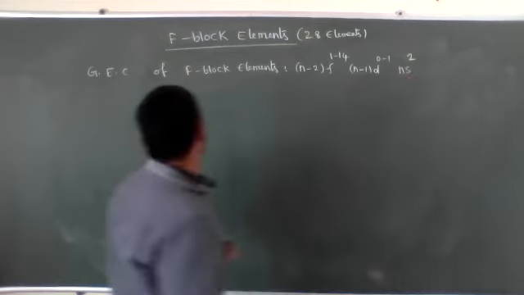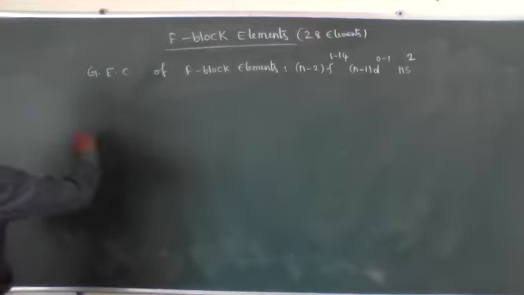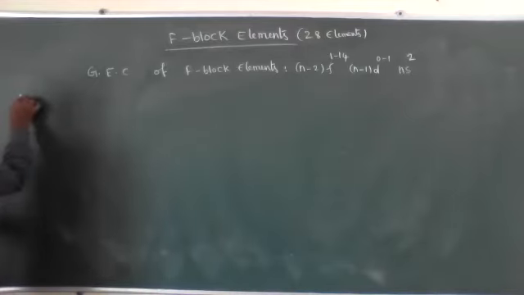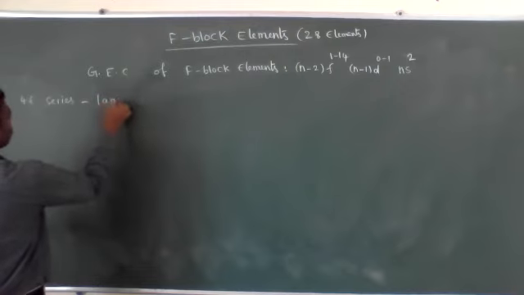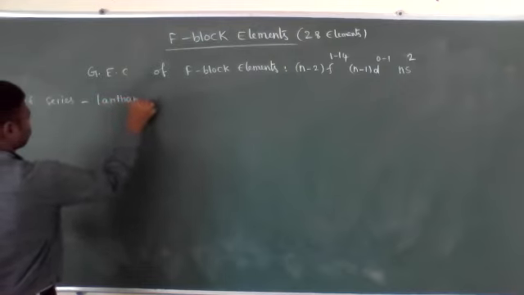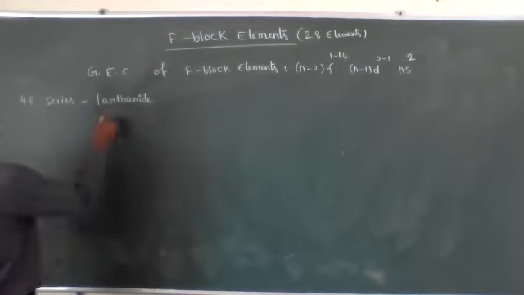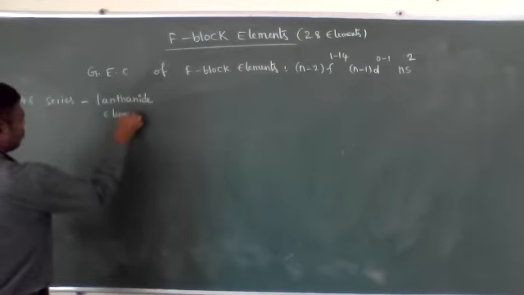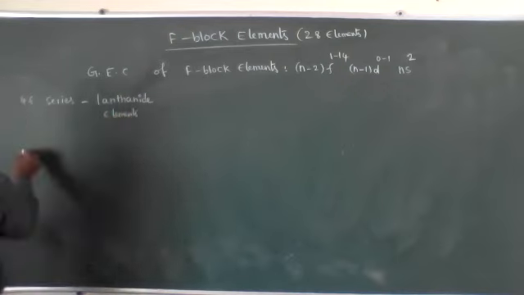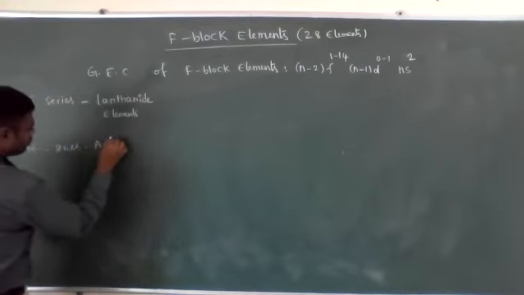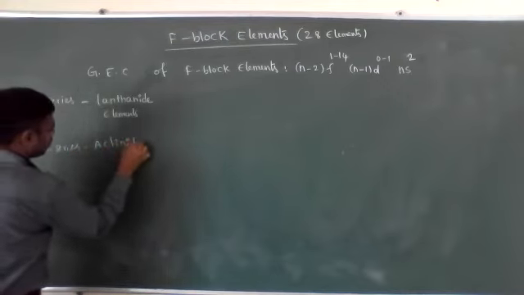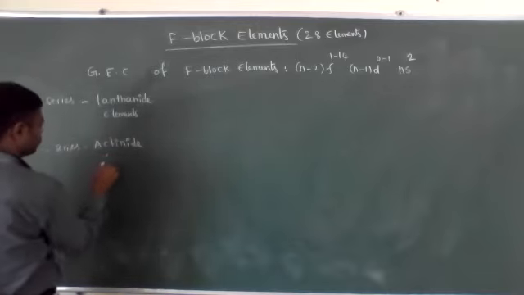Okay. See that F block elements are present in two series. One is 4F series. This 4F series is also called lanthanoids, lanthanoid elements. Next, the second one is 5F series. This 5F series elements are also called actinide elements or actinoids.